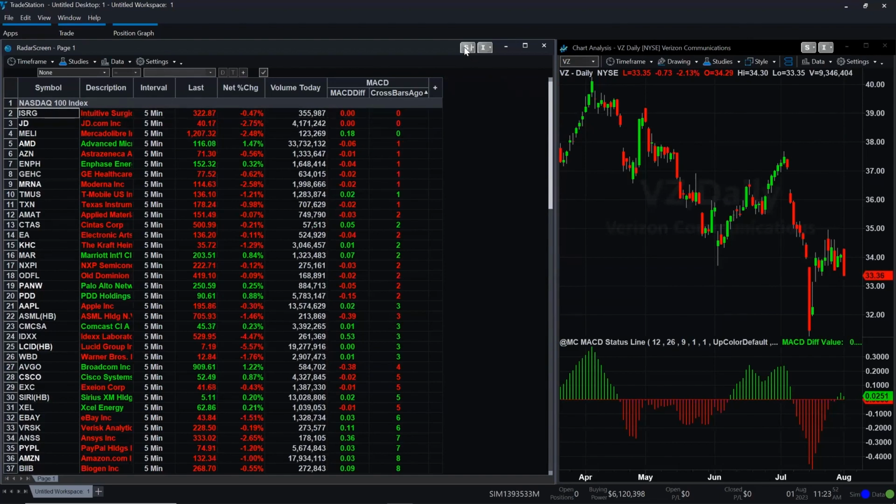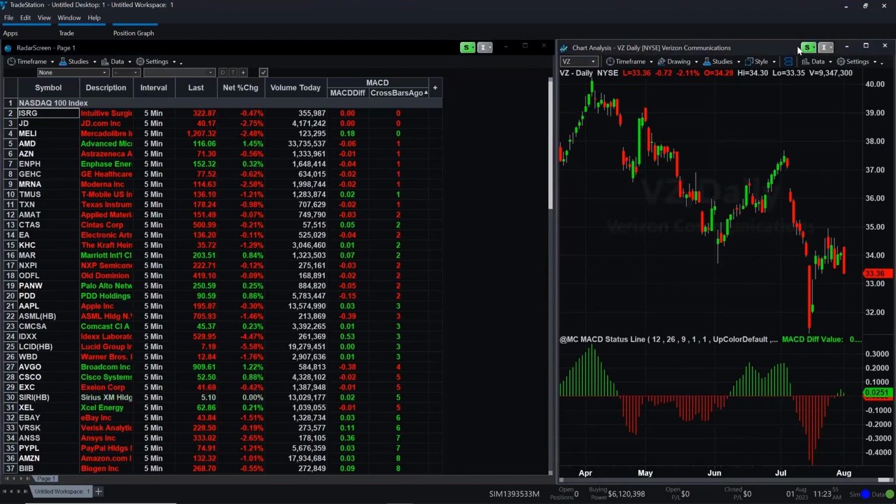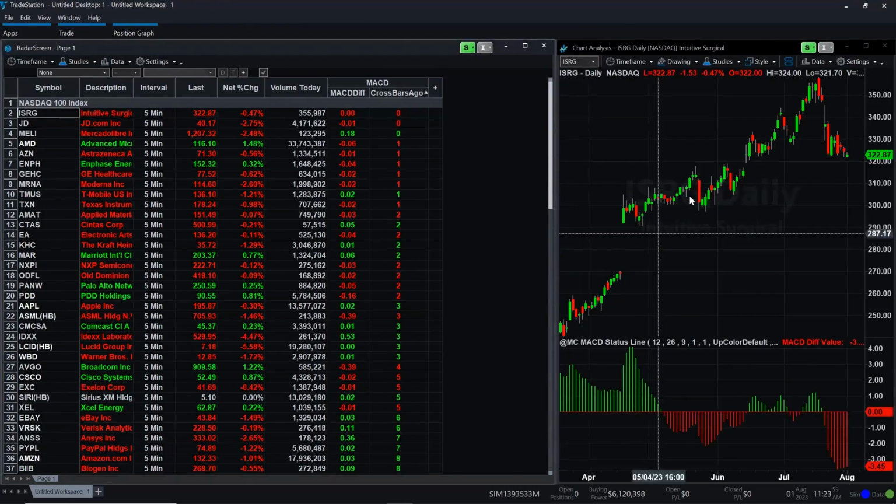Oh, I don't have these linked. Let me link my radar screen to my chart. I click on the symbol one more time. It loads right here on my chart. I don't have matching alerts. The reason being is because my chart is set to daily.